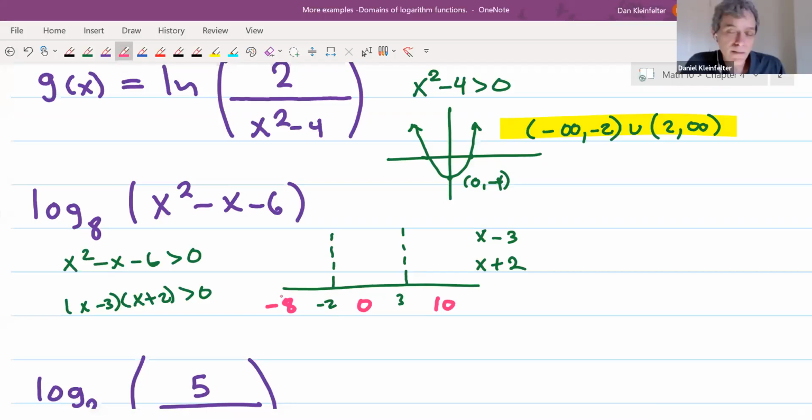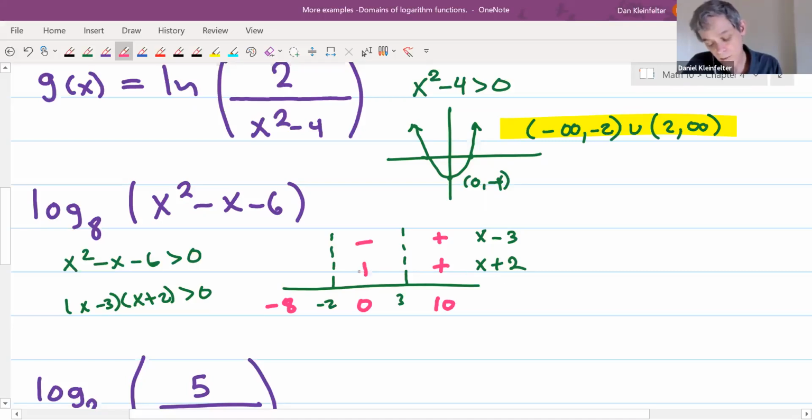Then we're going to substitute our test numbers into each factor. I don't care what the value is, I just need to know if it's positive or negative. So starting with 10, 10 minus 3 is positive. 10 plus 2, positive. Take the middle column next. 0 minus 3 is negative. 0 plus 2 is positive. For -8, -8 minus 3 is negative, and -8 plus 2 is negative. Again, going back to your arithmetic days, you know that a negative times a negative will be positive, and a positive times a positive will be positive.